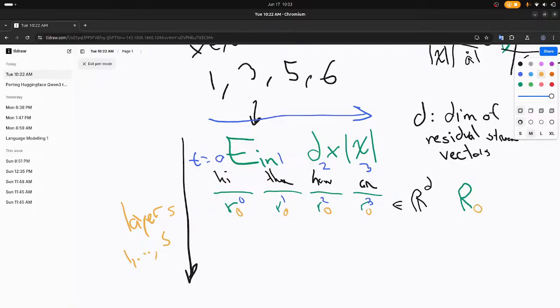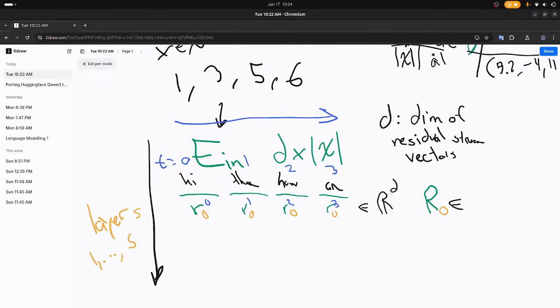R0 is a matrix, and in practice, just to foreshadow it a bit, we could have many sequences at once, and they would all have the same length. If they did not have the same length, we would just add some space token, some word that says there's nothing here, there's nothing here.